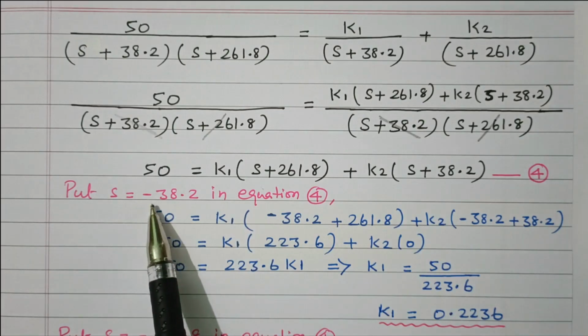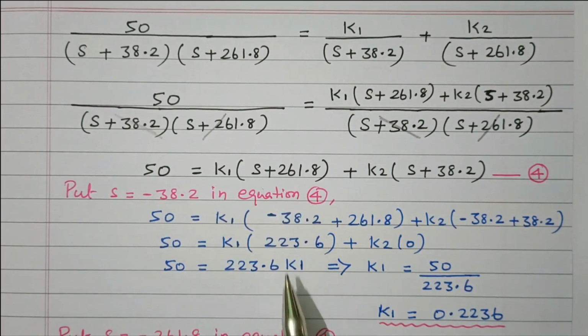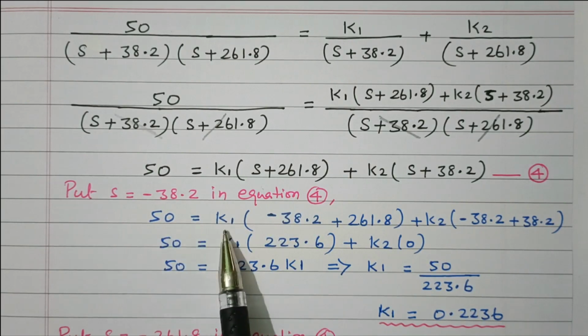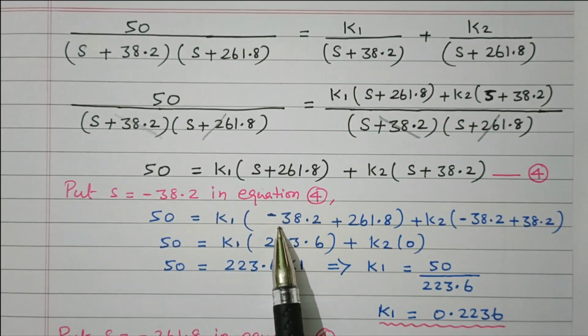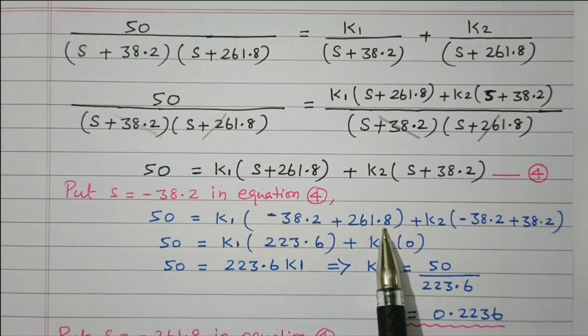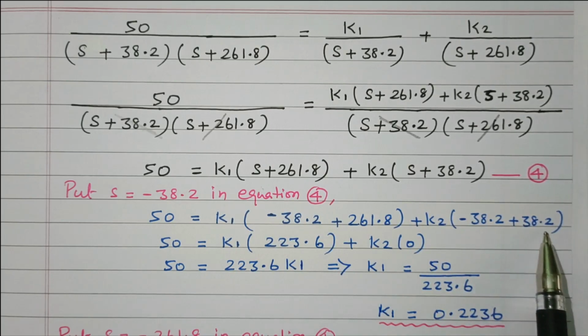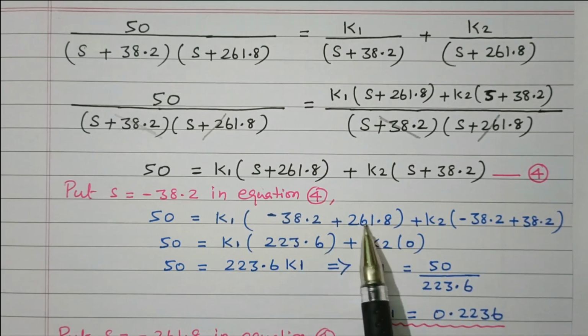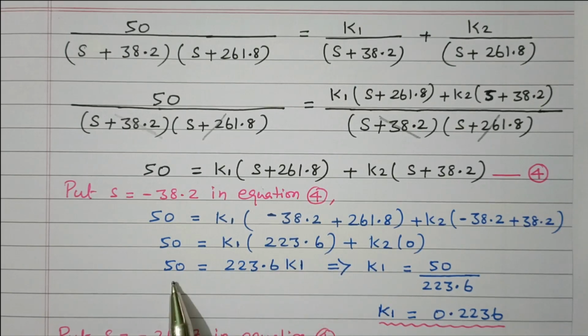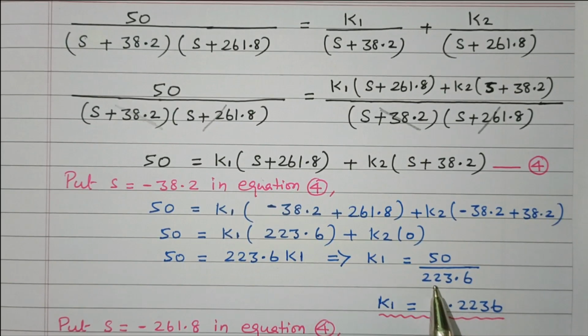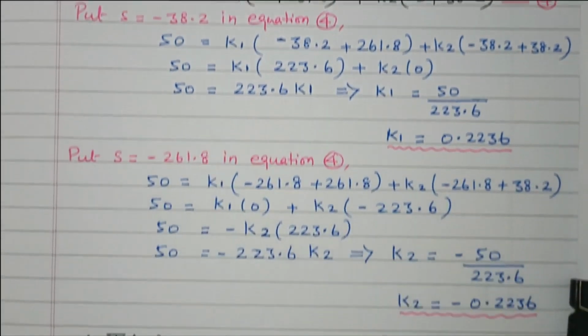So first we will substitute minus 38.2 in this equation number 4. So 50 equal to k1 into s value minus 38.2 plus 261.8 plus k2 into minus 38.2 plus 38.2. So this term becomes 0. This term is 223.6. That is 50 equal to 223.6 into k1. k1 equal to 50 divided by 223.6. So that is nothing but 0.2236, the k1 value. Similarly, we can find the k2 value.